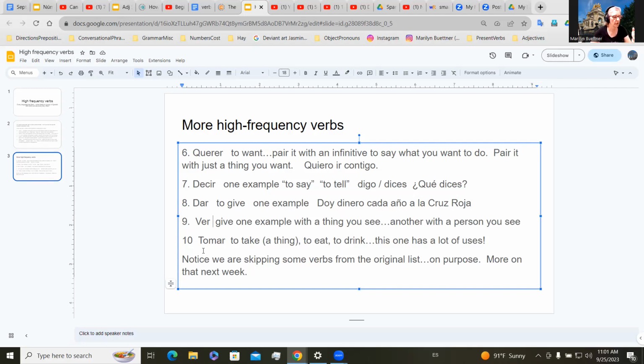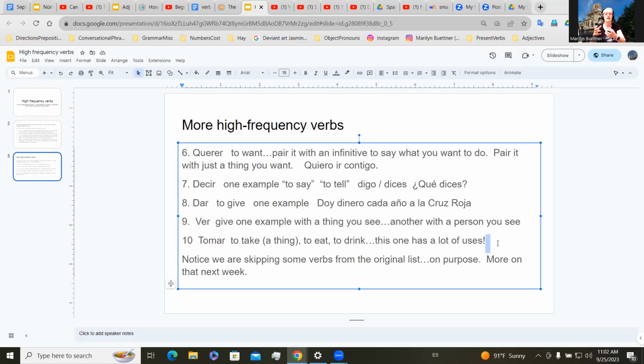Okay, one more, and then we're going to wrap it up because we're going to build next week on these high frequency verbs to have you do some questioning back and forth with a partner. So we're going to use some smaller groups next week. Tomar, okay. We're going to do a little bit with tomar right now.